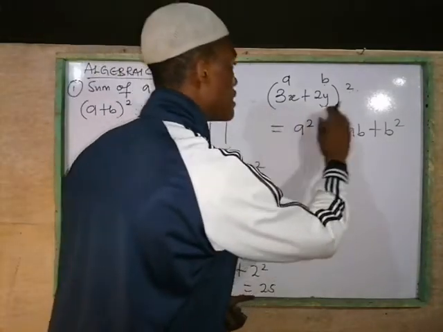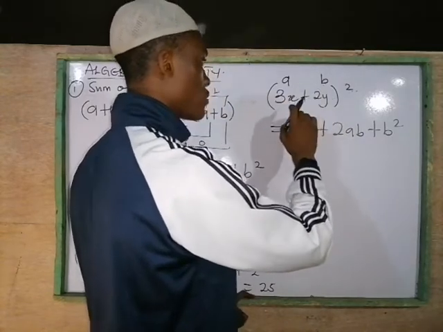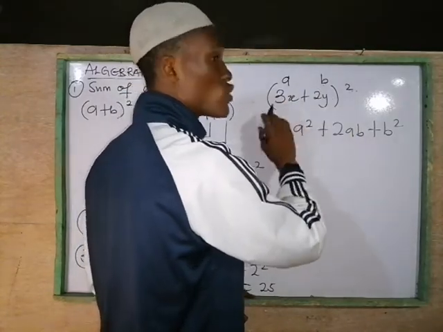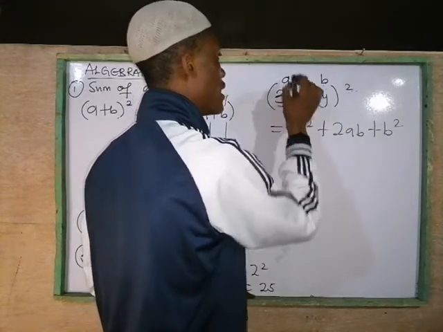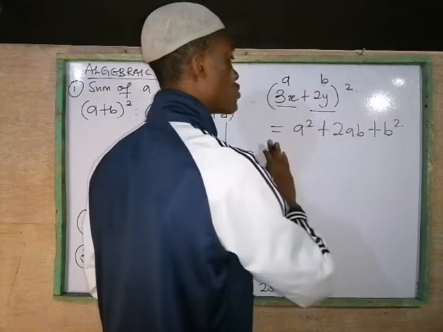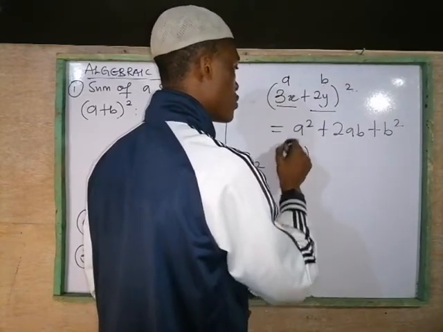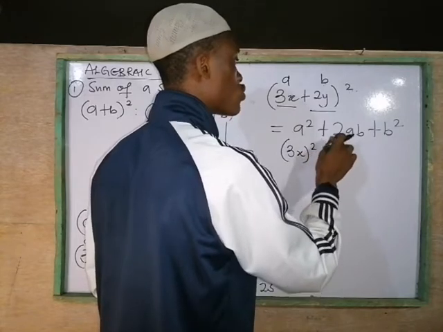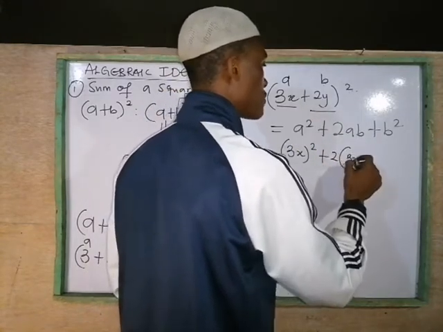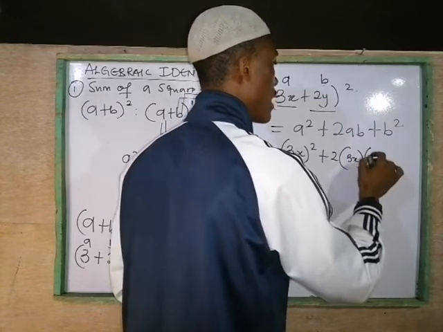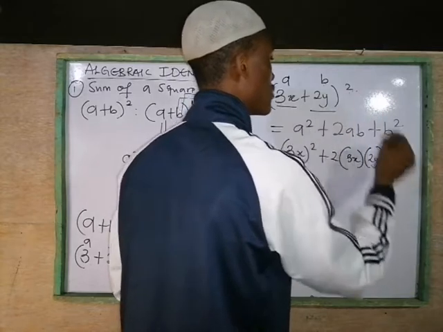Now I want to expand this. I am asked to solve this, 3x plus 2y. This 3x is going to be my a and this 2y is going to be my b. So I'm going to follow this pattern. So a squared, I have (3x) squared, plus 2ab, so 2 into bracket, my a is my 3x and my b is my 2y, plus b squared, which is my (2y) squared.